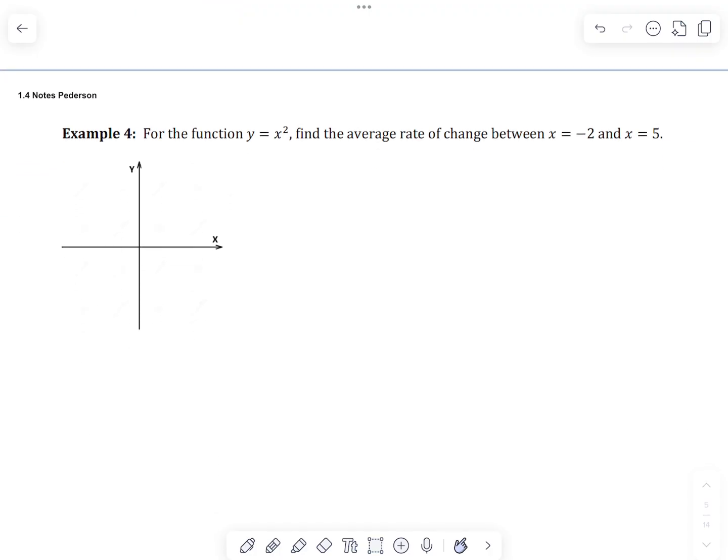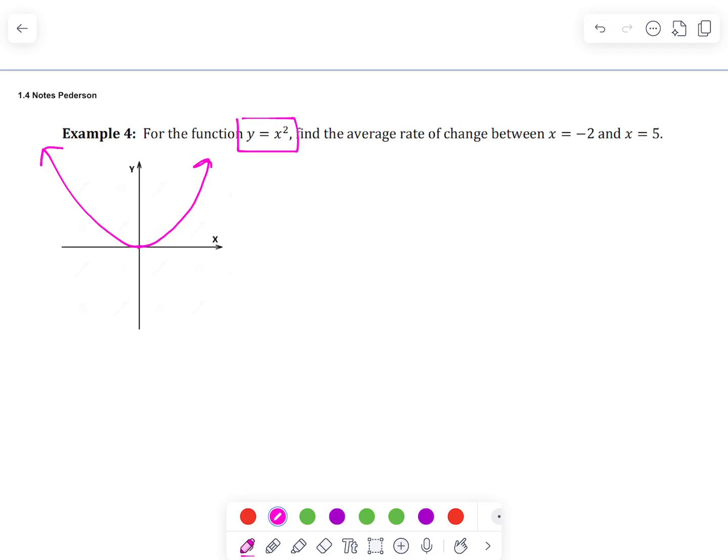Example 4. For the graph of the function, find the average rate of change between x equaling -2 to 5. So what we're going to do first is we're just going to go ahead and graph this function. This is the parent function of a parabola. So there is our function. And I'm going to find the ordered pair when x is -2. So here's -2 over here. This is -2, comma 4. And then when x is 5, we get 25.